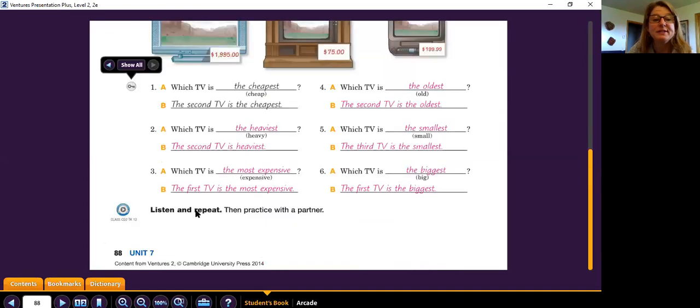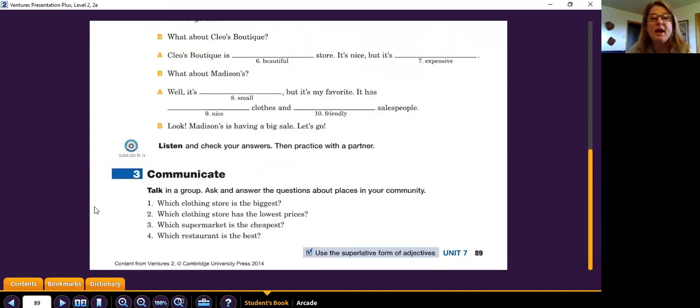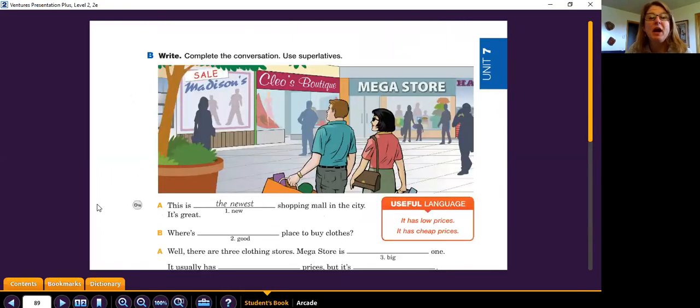All right. Okay. Now on to what page is this? 89. All right. Complete the conversation. Use superlatives. Here we go. We are at a boutique, a store. Looks like we are in a shopping mall of some sort. Okay. Here we go. It has low prices. It has cheap prices. I don't know if I've said this before.